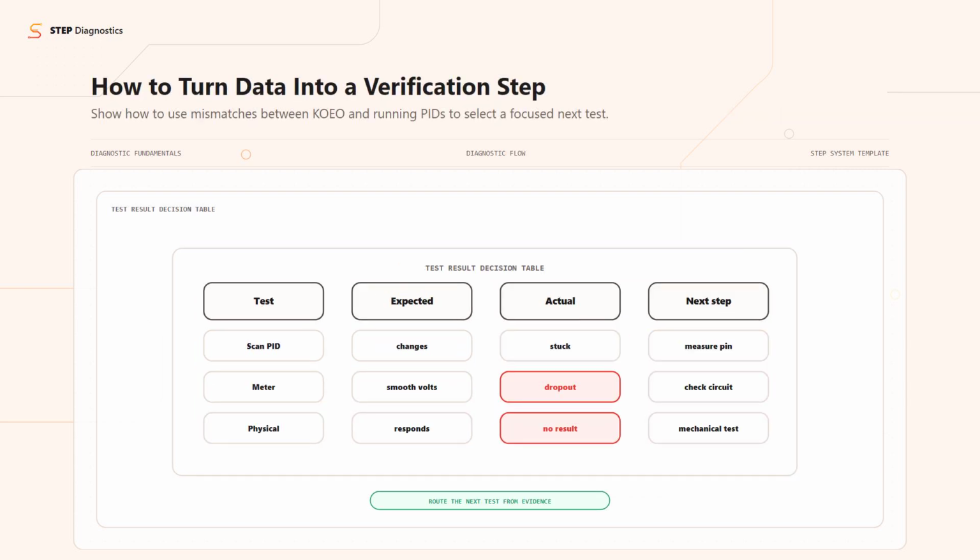If a sensor reading is normal KOEO but incorrect with the engine running, compare related PIDs, like verifying sensor power, ground, and reference voltages. Directly measure the sensor signal with a meter while under running conditions, or recreate the freeze frame operating state. This approach confirms whether the live scan data matches what the circuit is truly doing, ruling out ECUs and chasing the real fault.